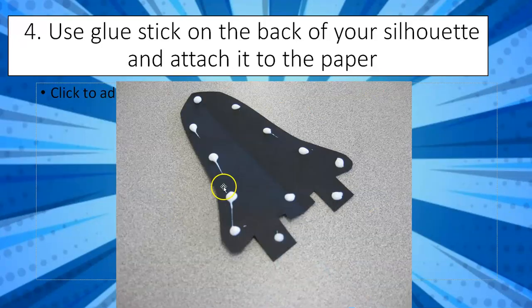Then you're going to glue on the back of this. Now, we're not going to use liquid glue because that's messy. We're actually just going to use glue stick. So you will glue the back of your shape and then you will stick it on your piece of paper.